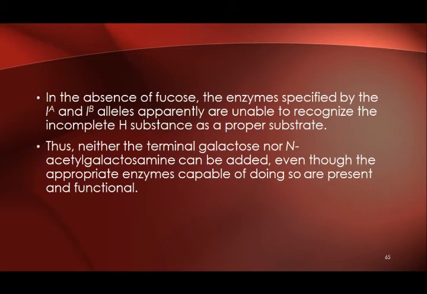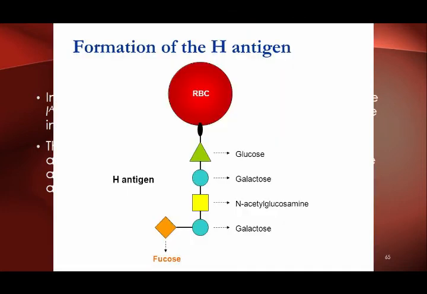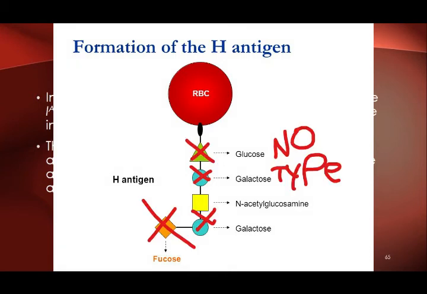Thus, neither terminal galactose nor N-acetyl galactosamine can be added, even though the appropriate enzymes capable of doing so are present and functional. Meaning that they are unable to recognize the incomplete H substance, so they will not be assigning any types for the blood. But the blood will continue becoming an O blood instead of an A or B blood.